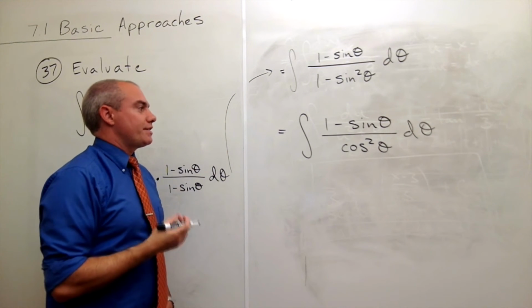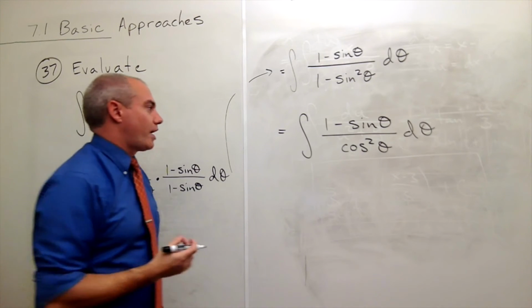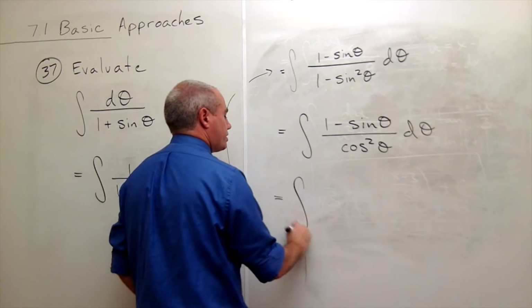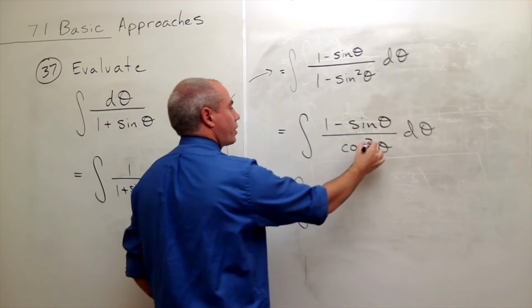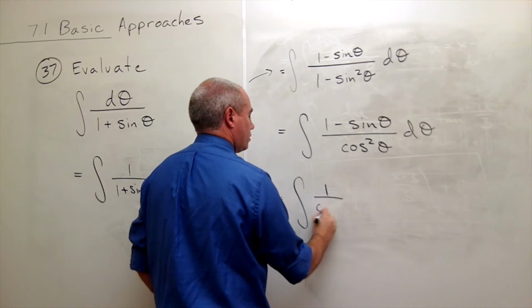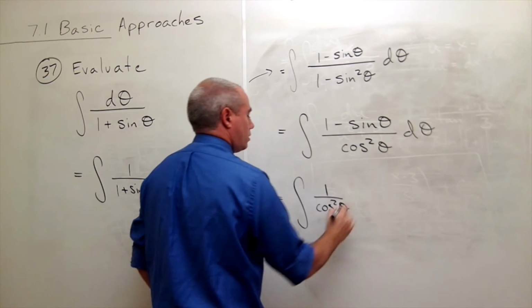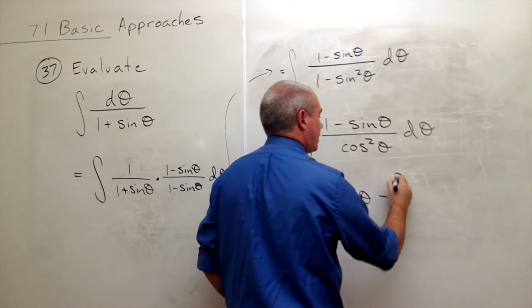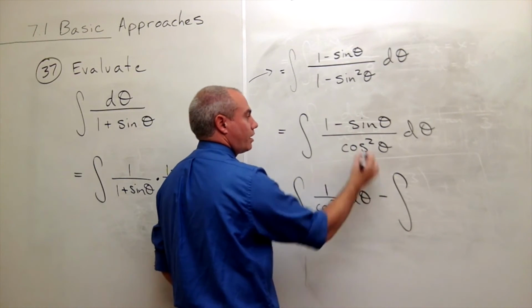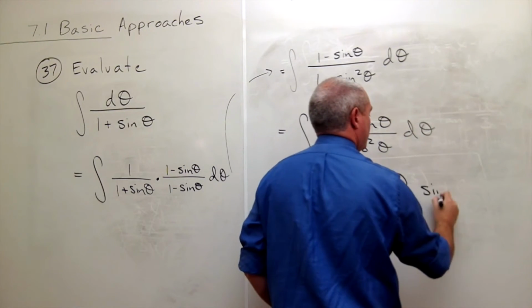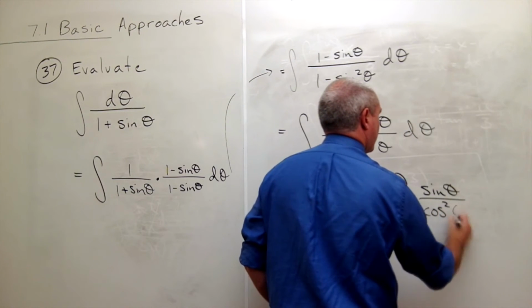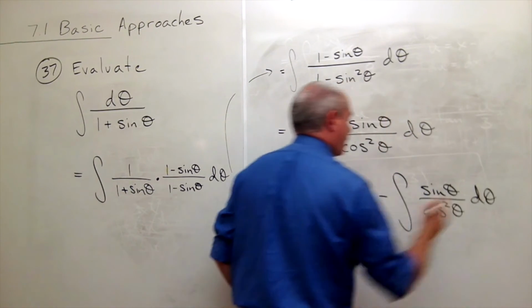Now let's break this thing up into two different fractions. Okay, I'm going to write this as two integrals. The first integral will be 1 over cosine squared of theta d theta. And the other will be minus the integral, the minus is right here, of sine theta over cosine squared of theta d theta.